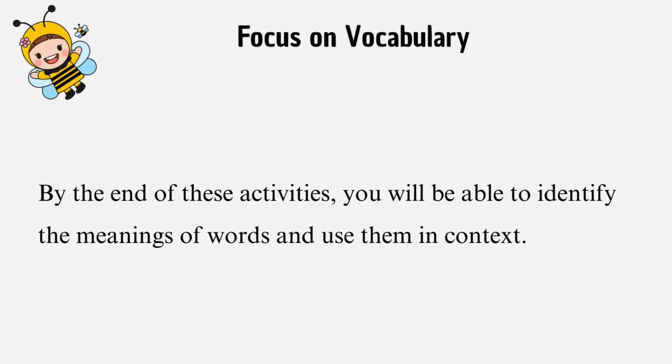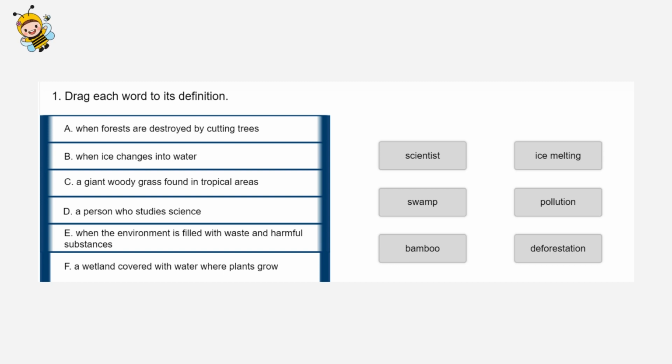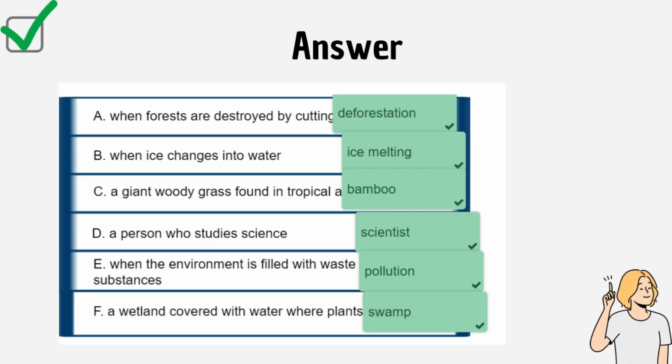Focus on vocabulary. By the end of these activities, you will be able to identify the meanings of words and use them in context. Drag each word to its definition. A. When forests are destroyed by cutting trees. B. When ice changes into water. C. A giant woody grass found in tropical areas. D. A person who studies science. E. When the environment is filled with waste and harmful substances. F. A wetland covered with water where plants grow. Look at the answer.